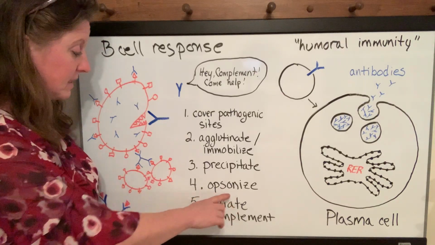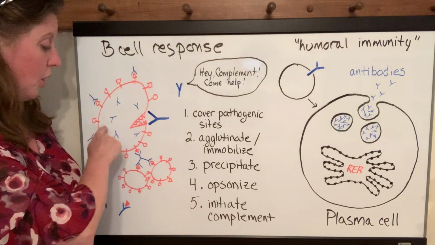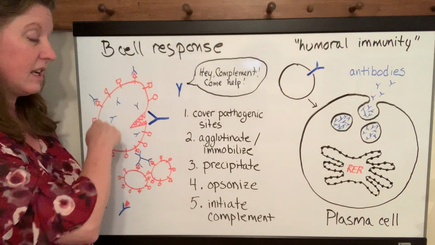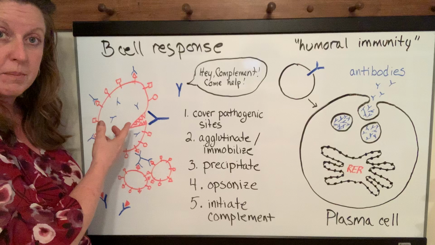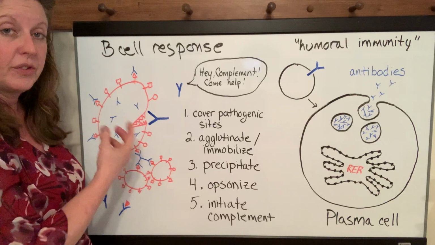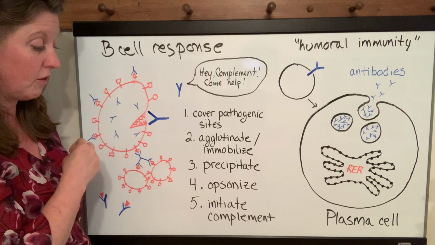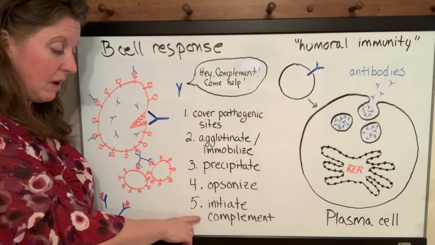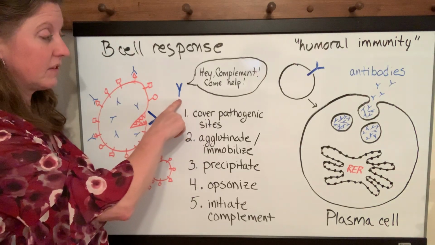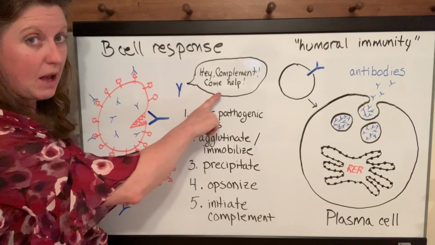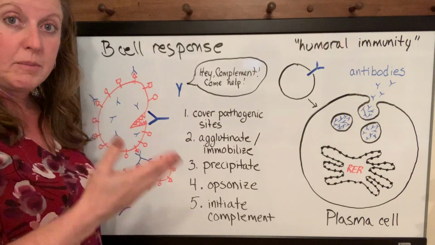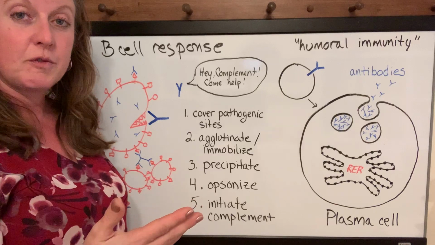Antibodies can also opsonize. That means that they can coat or cover the outside of a pathogenic cell. That also makes it easier for phagocytes to find this cell and to engulf it. Finally, antibodies initiate complement. So here's this one yelling, "Hey, complement, come help." And complement, as you know, initiates inflammation.